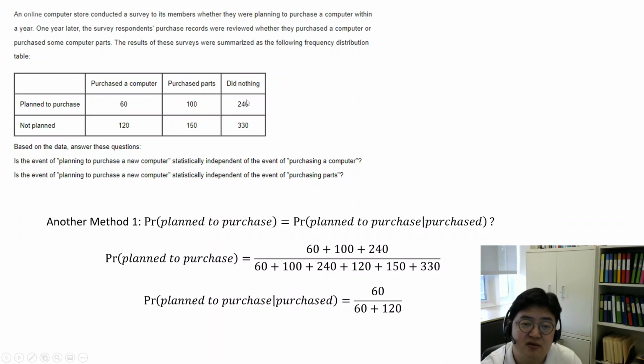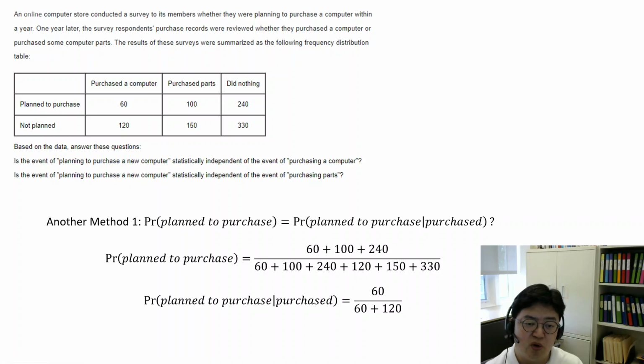planned to purchase a computer. So this much goes to the numerator. Okay? So the numerator includes the sum of three numbers. So that is the unconditional probability of planning to purchase a computer.